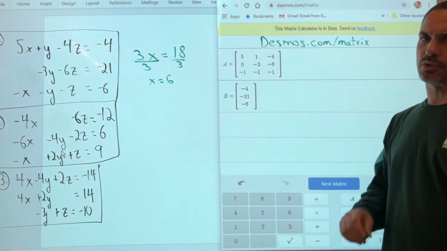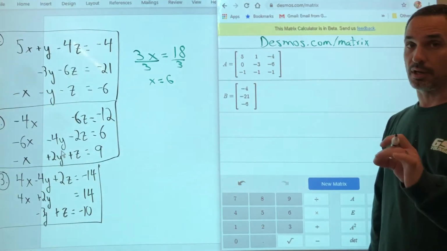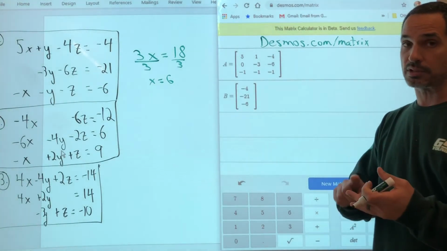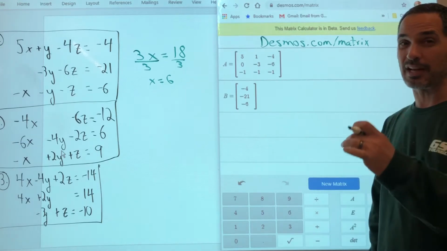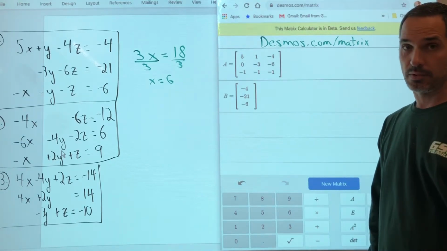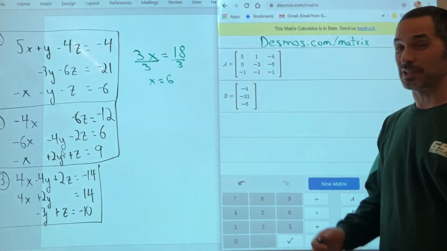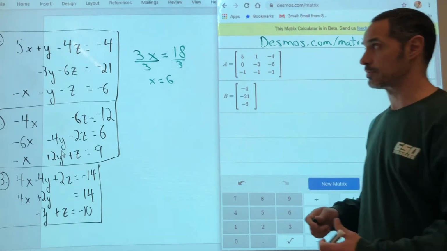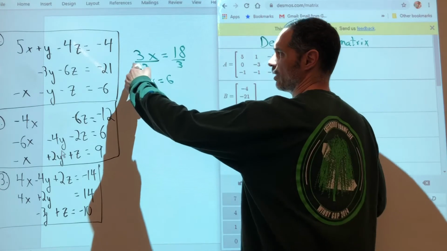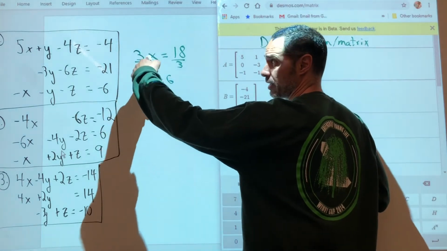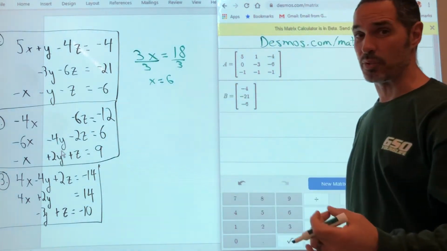But there's an issue with matrices. With matrices, we can add them, we can subtract them, we can multiply them, but we cannot divide a matrix. So instead of dividing a matrix, what we need to do is multiply it by an inverse. And I know I've said this before, that we are solving this equation using inverse operations.